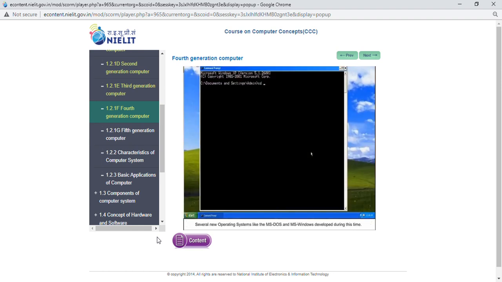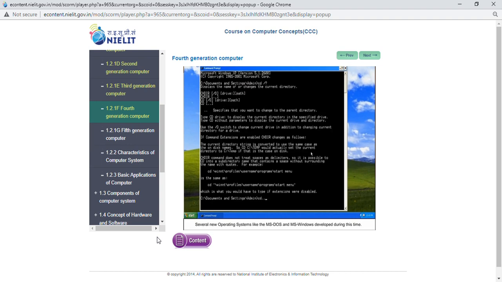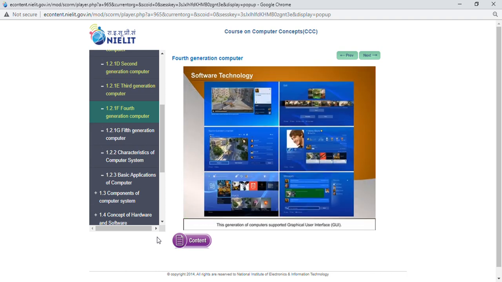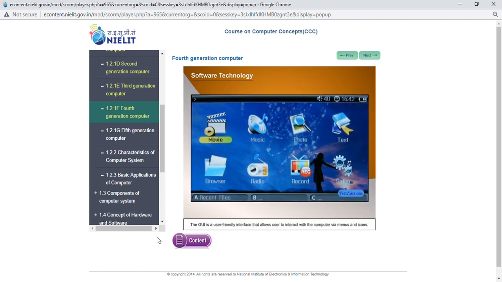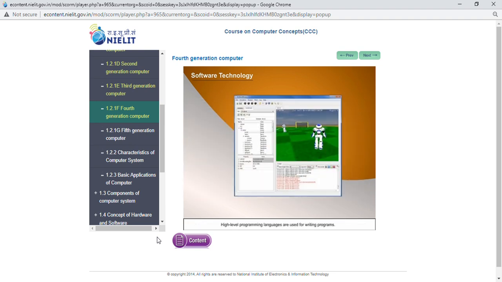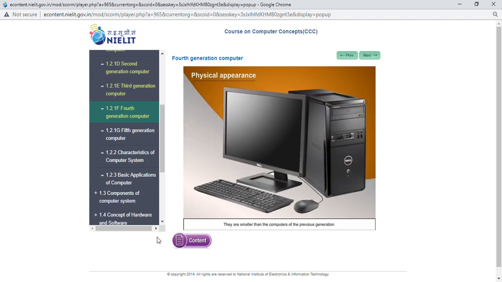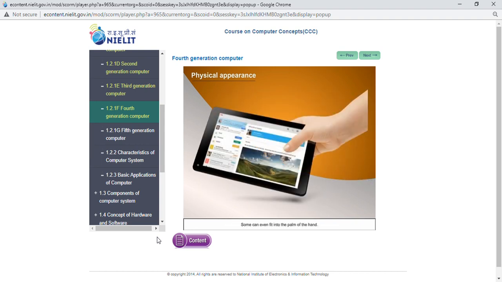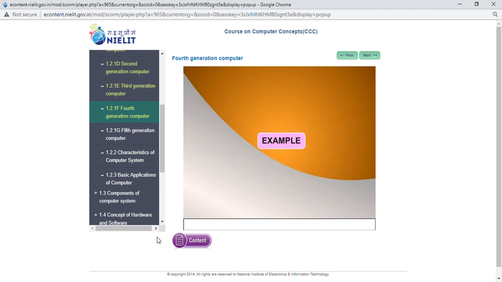Software technology. Several new operating systems like the MS-DOS and MS-Windows were developed during this time. This generation of computers supported graphical user interface, that is GUI. The GUI is a user-friendly interface that allows users to interact with a computer via menus and icons. High-level programming languages are used for writing programs. Physical appearance. They are smaller than the computers of the previous generation. Some can even fit into the palm of the hand.